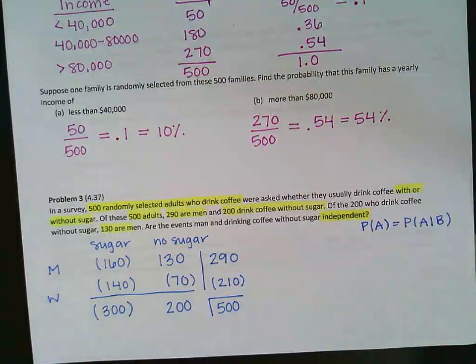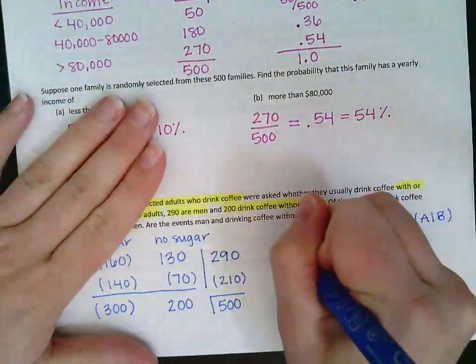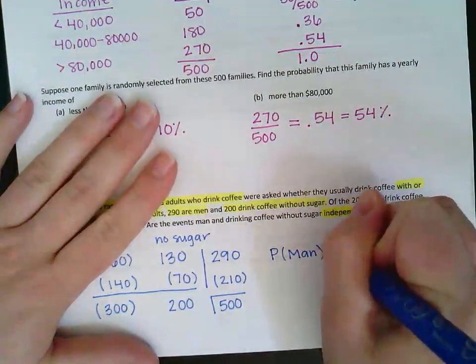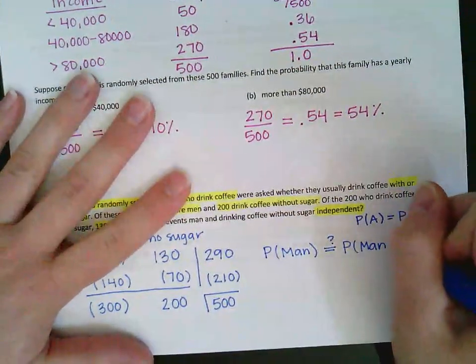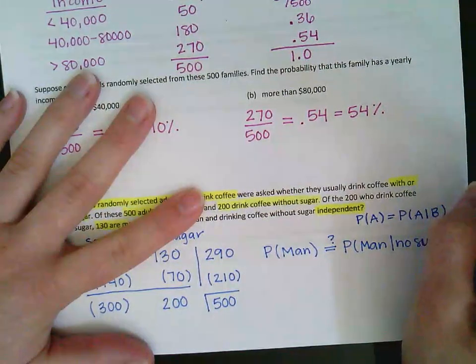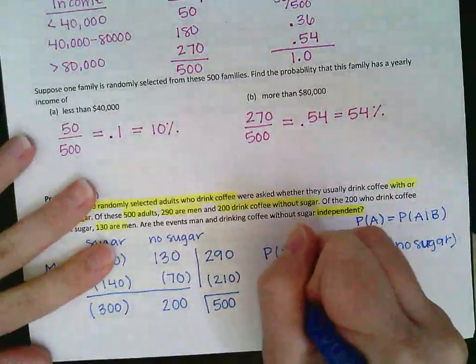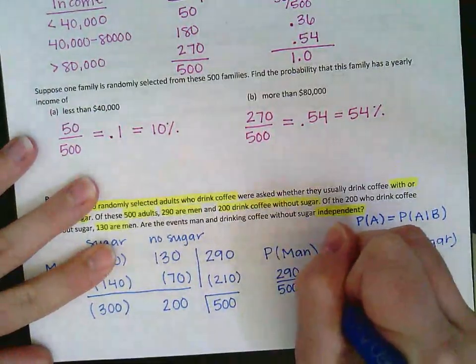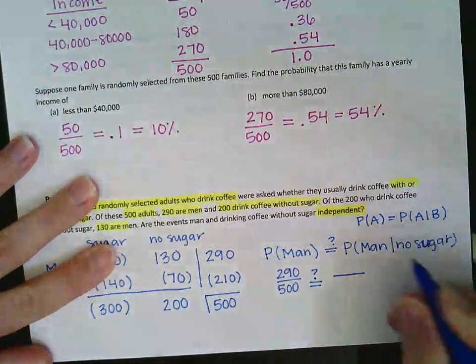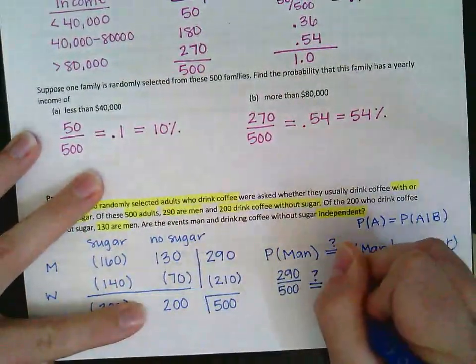So on this question for independence, I want to know what's the probability of man and drinking coffee without sugar. Are those independent? So is the probability of man equal to the probability of man given no sugar? Okay, well the probability of man in this sample would be 290 out of 500. Is that equal to, now this is given no sugar, so I need this given no sugar piece right here. I need that conditional piece.